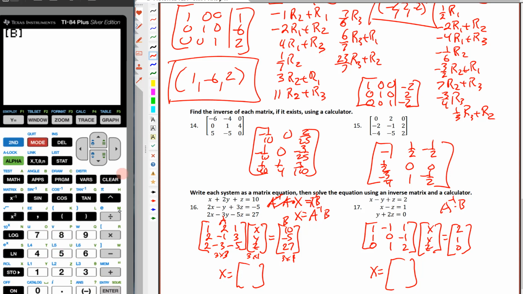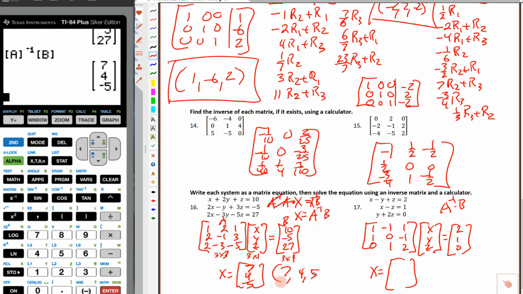All right, looks good. So now on the calculator, I'm going to hit the name of the matrix, A. I'm going to have it find the inverse, and then I'm going to have it multiply it by matrix B. Hit enter, and there it is. So the calculator says 7, 4, -5. So that means the answer on this one is 7, 4, -5. That's the point where these planes cross. So we've got that one.